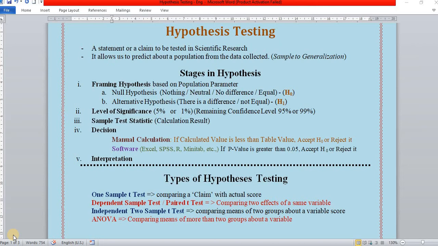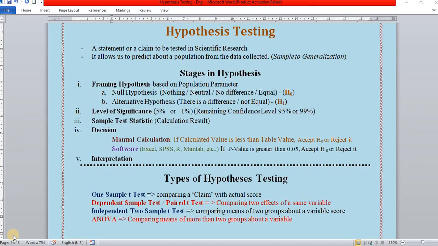First stage is to frame hypothesis based on population parameter. One may be the null hypothesis, where null means nothing or neutral or no difference or equal. If there is no difference, it is automatically equal, and it is denoted as H0. And the alternative hypothesis, there is a difference or not equal, which is denoted as H1.